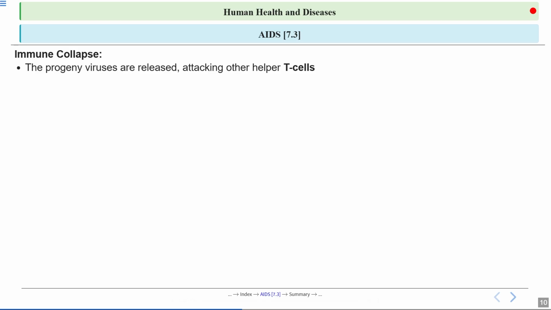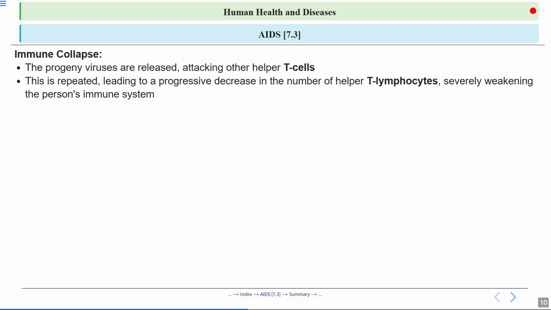So this is how this infection spreads within the immune system. As the cycle repeats, the number of helper T lymphocytes keeps dropping. Now these cells are, you can say, coordinators of an immune response. They provide protection against the invaders. Over time, the immune system becomes so weak that even common infections can become life-threatening. So this is why immune collapse is so dangerous.